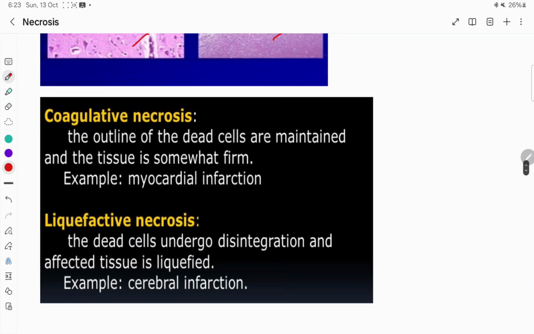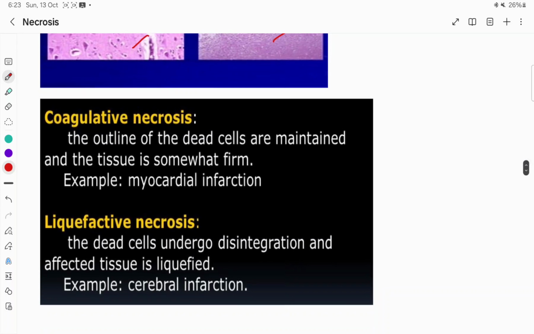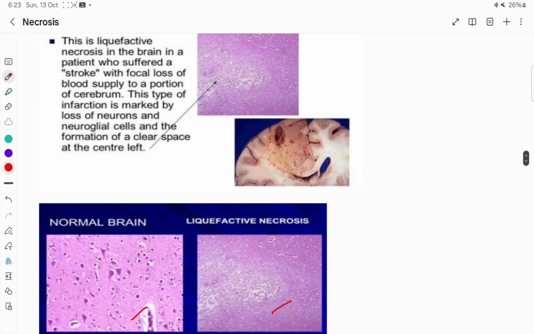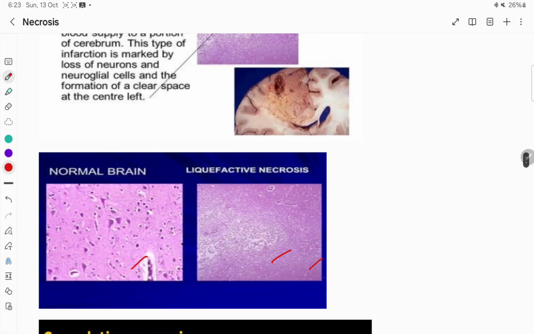So the difference between the coagulative necrosis and liquefactive necrosis is that in coagulative necrosis the tissue is solid and firm, for example myocardial infarction, and the necrosis in spleen, necrosis in kidney. Whereas the dead cells undergo disintegration and the affected tissue is liquefied in case of liquefactive necrosis, and the example is cerebral infarction. So you can see the histopathology of liquefactive necrosis.